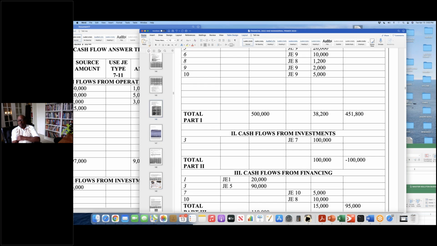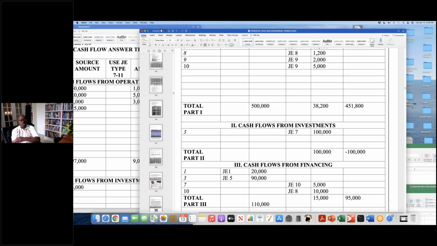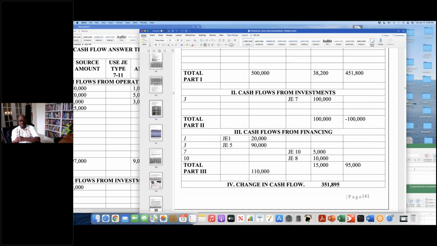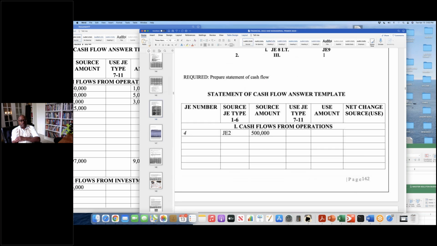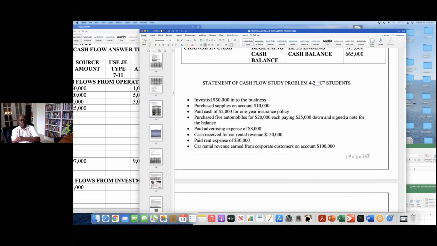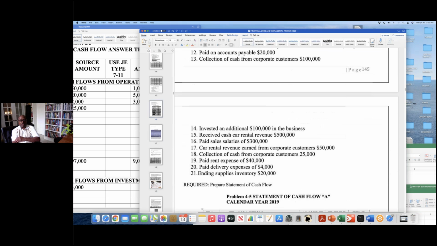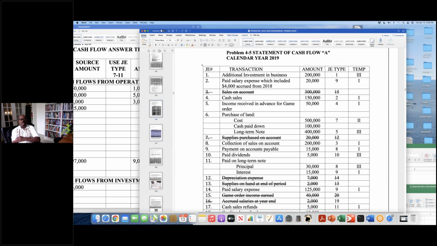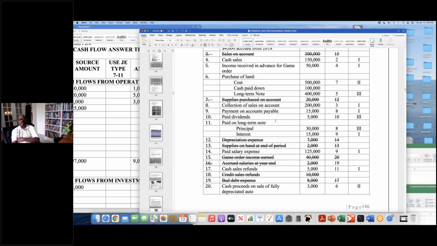No different from you selling your car, and then coming back and thinking you're going to operate, and you don't have a car in Houston. So that's a good review problem. Thank you, Ms. Chelsea, for suggesting that we go over it. This shows you how to review a problem like this. You're reviewing journal entry types and everything.